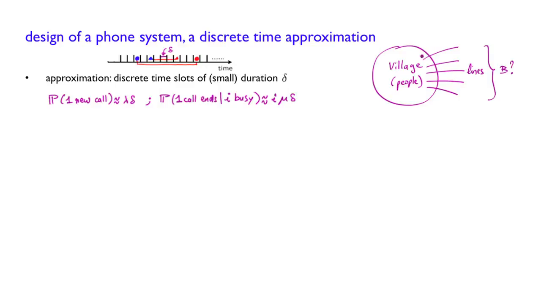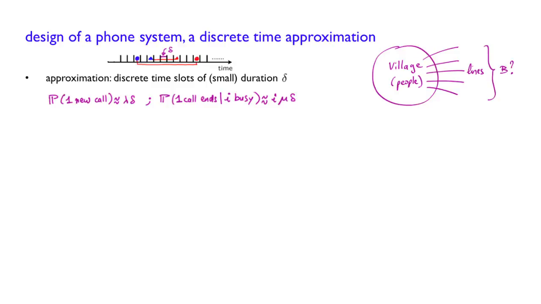Okay, so let us continue with our discrete time approximation of our system. Again, we have the village, the lines, the B that we would like to decide. We have discretized the time steps. We have made some approximation. And we know that during any of these time slots here, the probability that you would get a new call is about lambda times delta. Lambda is the rate of the Poisson process. And given that you have I calls, the probability that one of these calls ends will be I times mu times delta.